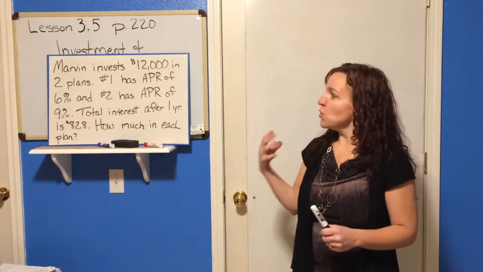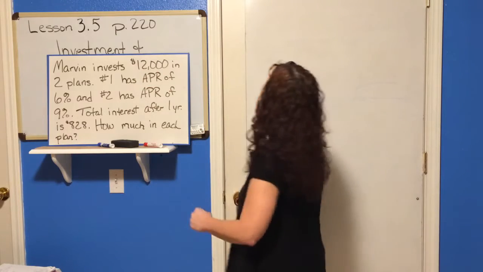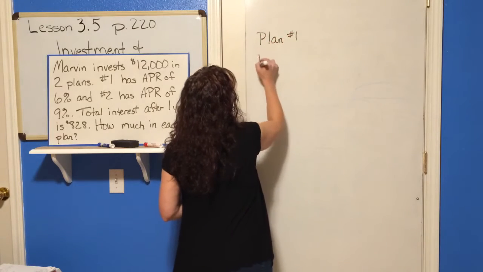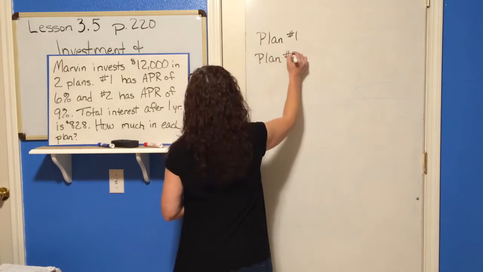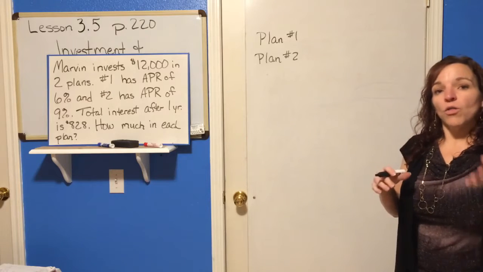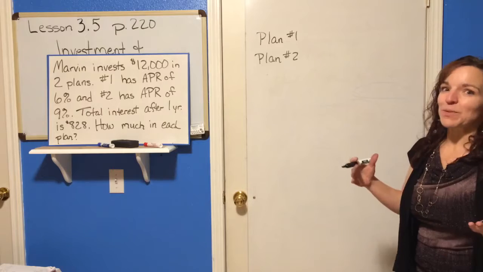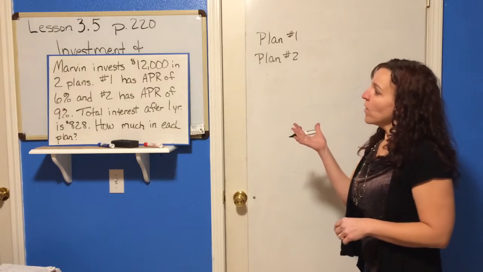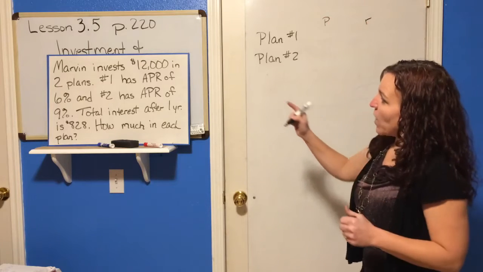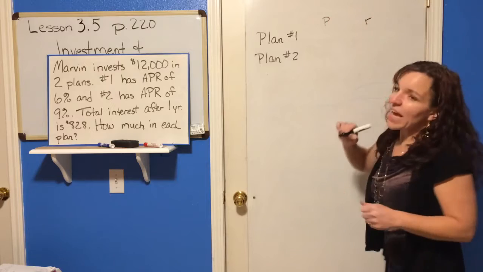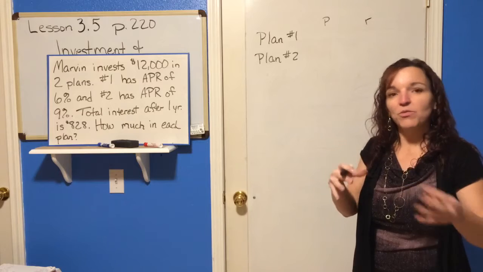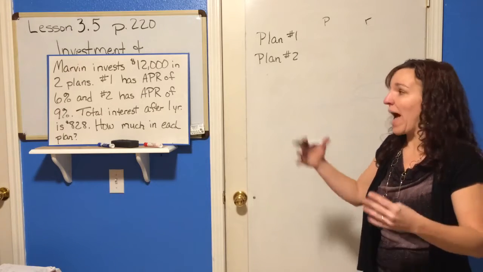The 2 things we have here are plan number 1 and plan number 2, so let's set up our table. Plan 1 and plan number 2. In these 2 plans, the interest is going to equal the principal times the rate. We know the rate for number 1 is 6%, and remember, we don't want to deal with percentages, so we're going to change them to decimals when we're working with them. If we need them to be percentages at the end, we can change them back.